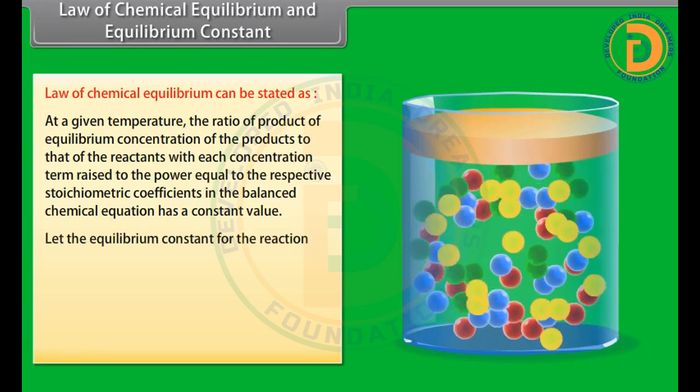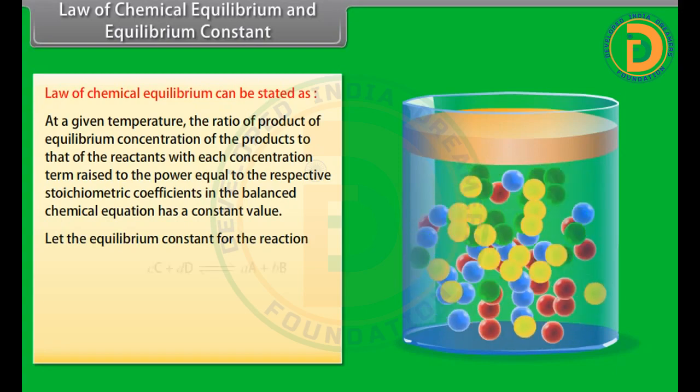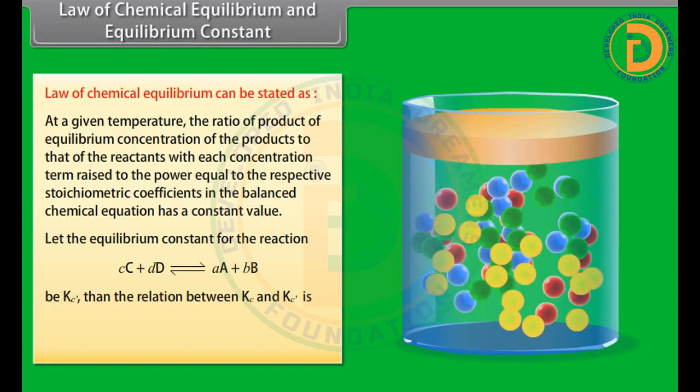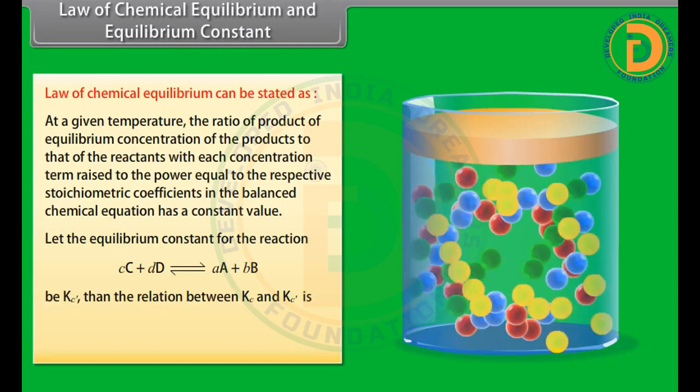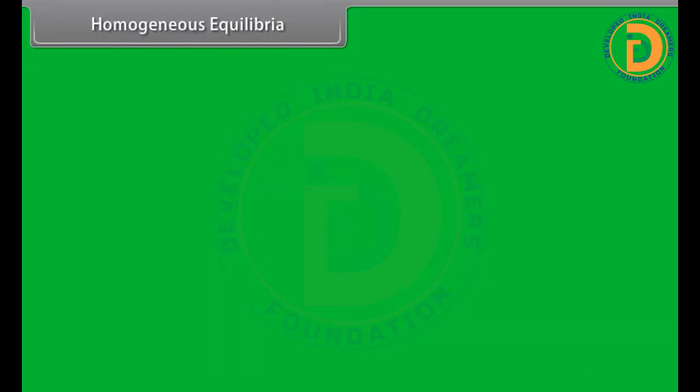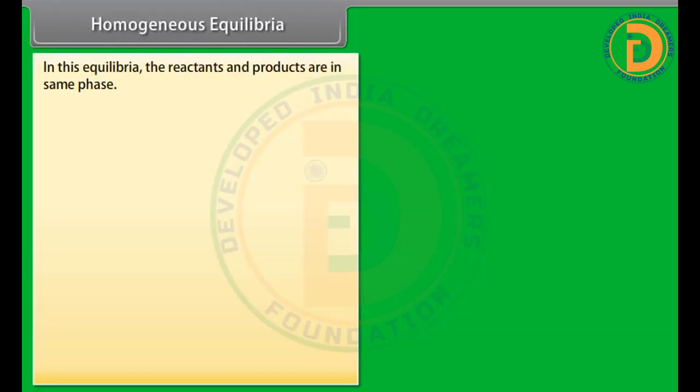Let the equilibrium constant for the reverse reaction be Kc dash. Then the relation between Kc and Kc dash is Kc dash is equal to 1 by Kc. Homogeneous equilibria. In this equilibria, the reactants and products are in the same phase. Equilibrium constant in gaseous system.